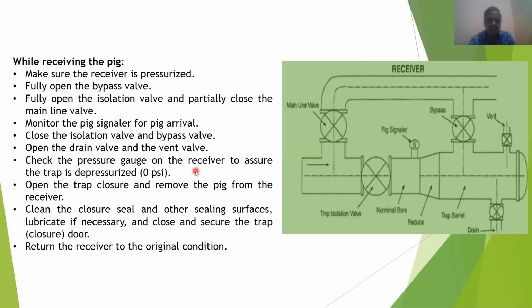Check the pressure gauge on the receiver to ensure the trap is depressurized. Open the trap closure and remove the pig from the receiver. Clean the closure seal and the sealing surface, lubricate if necessary, and close and secure the trap, close the door. Return the receiver to the original conditions. So this is the pig launching and pig receiving procedure.